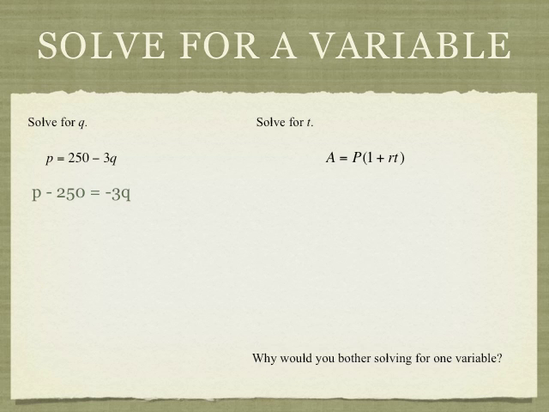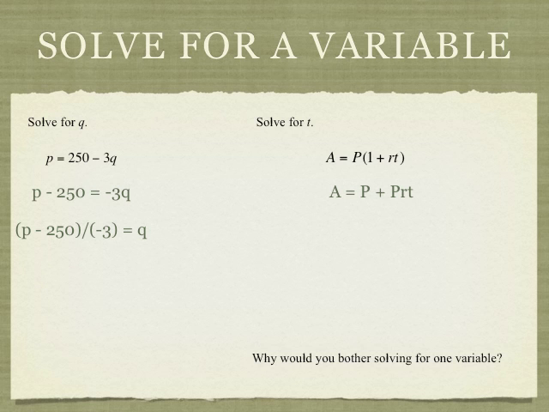Then I want to get q by itself. The first thing I would do is subtract 250 from both sides. Now I've almost got q by itself. I've just got that negative and 3 in front. So to get rid of it, I want to divide both sides by negative 3. And I have q is equal to p minus 250 divided by negative 3.